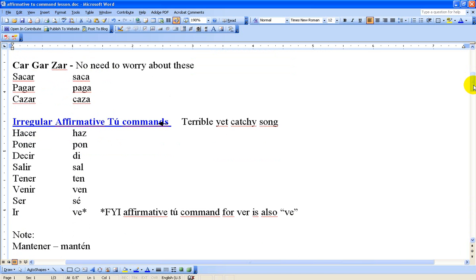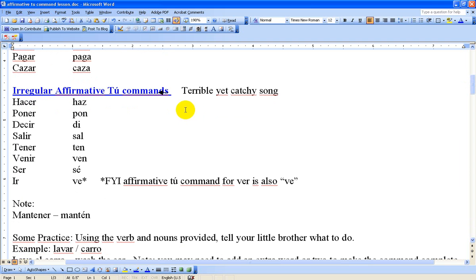Car-gar-zar verbs. If you've been studying commands, usted commands, nosotros commands, negative tú commands, etc., you've probably been seeing these car-gar-zar verbs mentioned with those. With regards to affirmative tú commands, you don't have to worry about these. There's no weird change in them. So, saca, paga, casa. Those are how you would do affirmative tú commands for car-gar-zar verbs. There's no weird change.